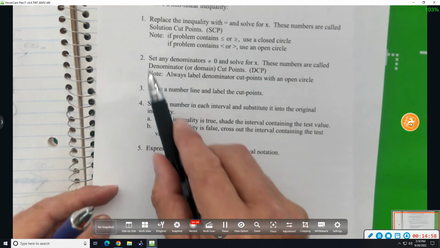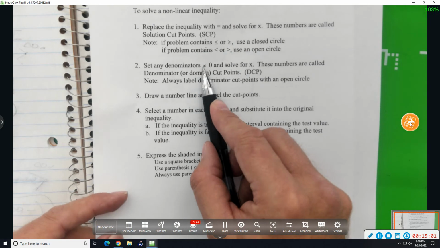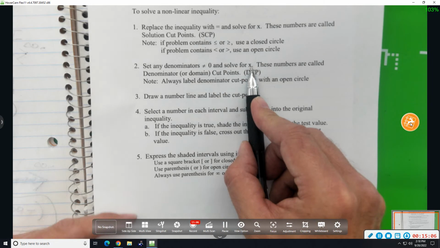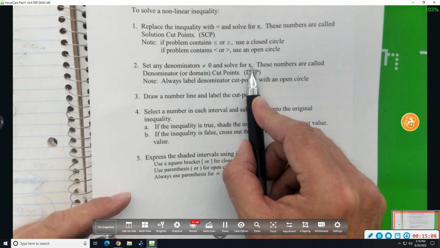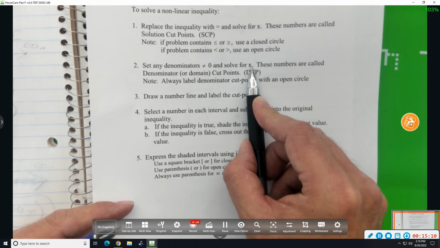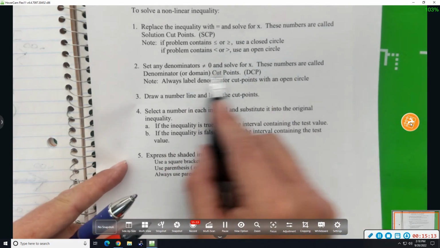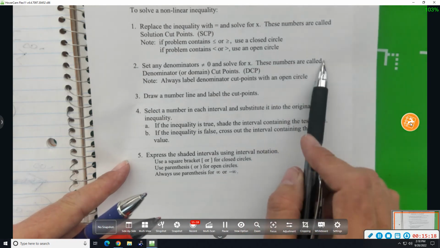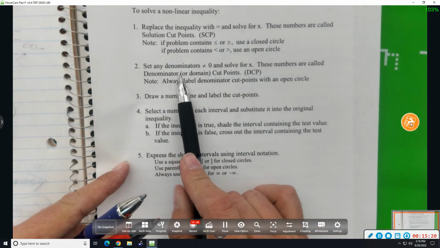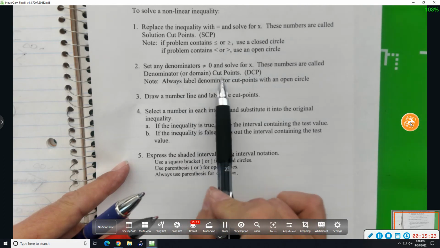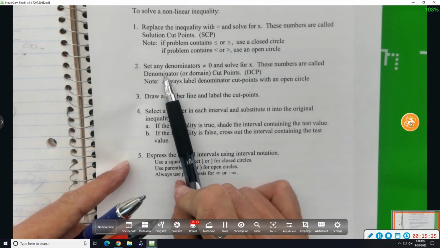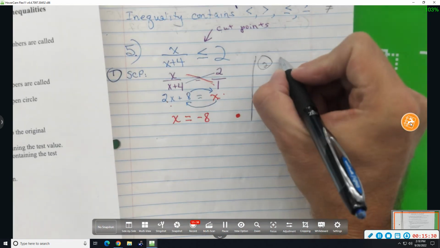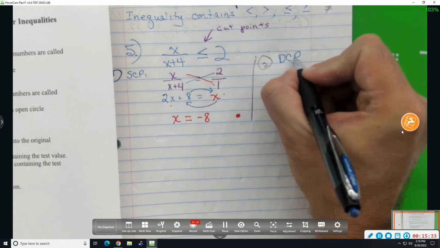Step 2: set any denominator that you have not equal to 0 and solve for x. Do you remember a few class meetings back? We said we can't have 0 in the bottom of a fraction. Well, that's what we're doing here. Where is this fraction undefined? These numbers we're going to call denominator cut points, or some people might call them domain cut points. I'll call them denominator cut points, and abbreviate those DCP.